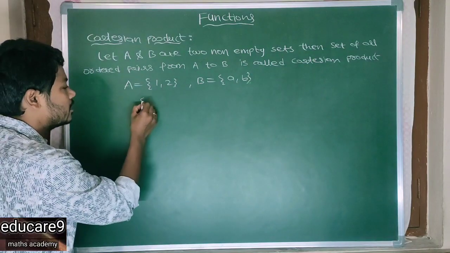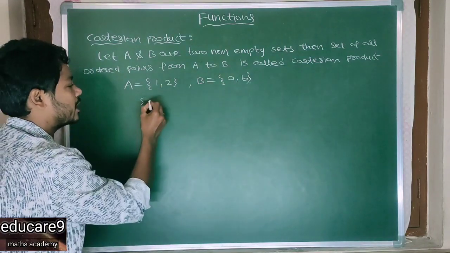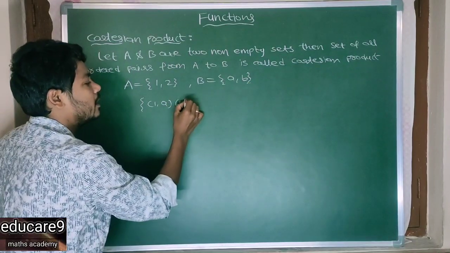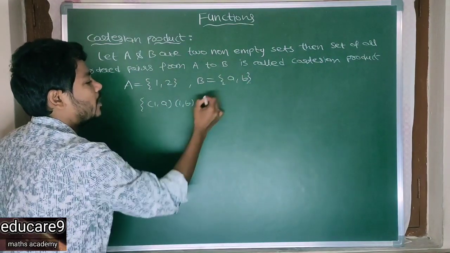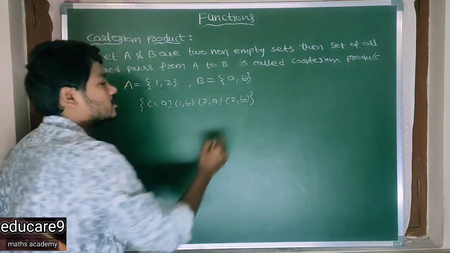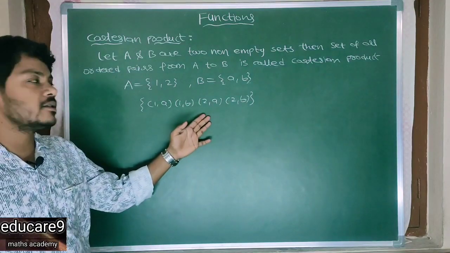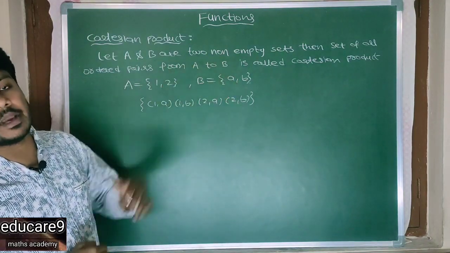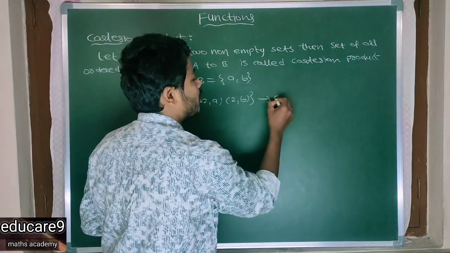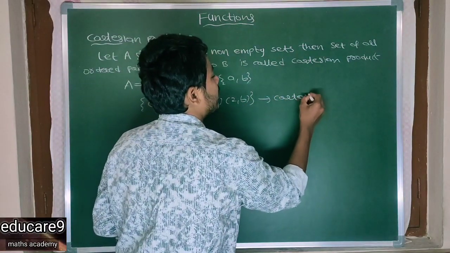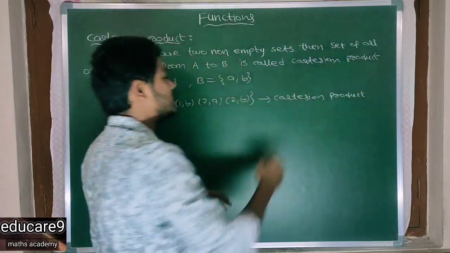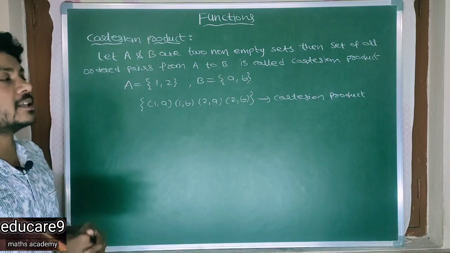See that your ordered pairs are (1, A), (1, B), (2, A) and (2, B). So these are all ordered pairs from set A to set B. This is called the Cartesian product, and it is denoted by A cross B.